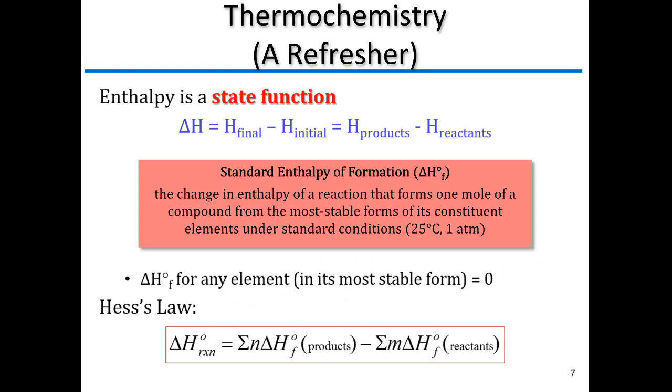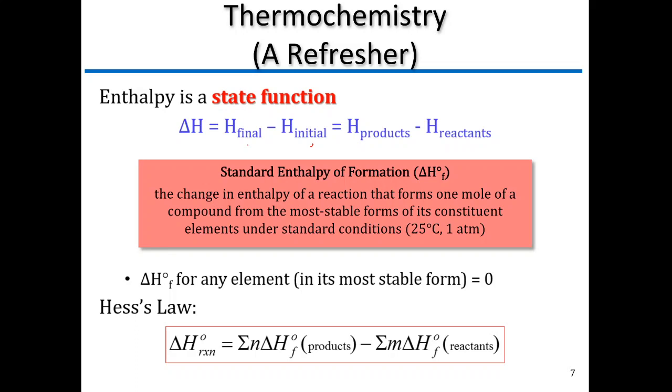Okay, so enthalpy is a state function, just like the other state function we talked about, so we represent it with a delta. Delta H is just equal to the final enthalpy minus the initial enthalpy, or in other words, the enthalpy of the products minus the enthalpy of the reactants. Where do we come from? Where do we end up? That's all we care about in a state function. We don't care about how we got there.